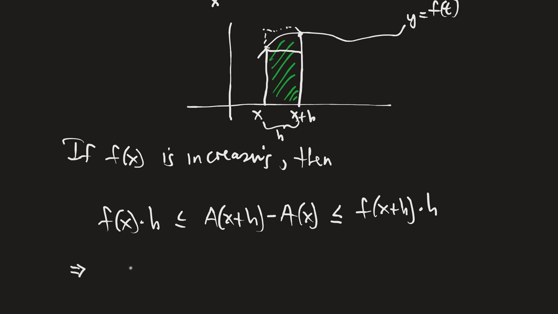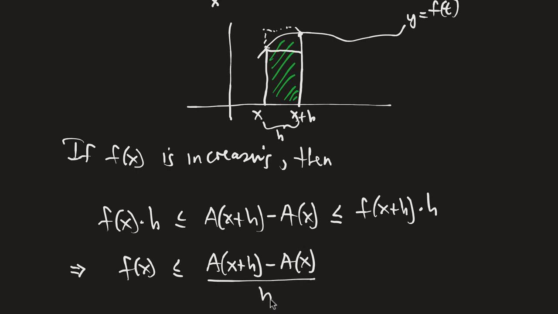So this implies, oh, not h, f of x. So f of x is less than or equal to this whole difference, but now divided by h. And hopefully you see where this is going, right? And then that's less than f of x plus h. And now we have our difference quotient. So we can take the limit of each part of this inequality, right?